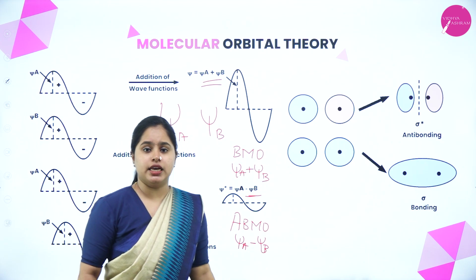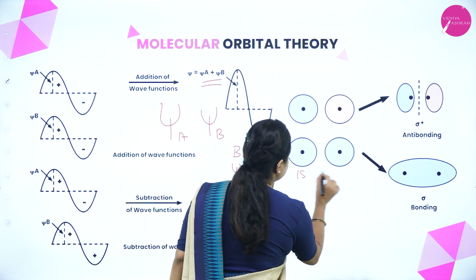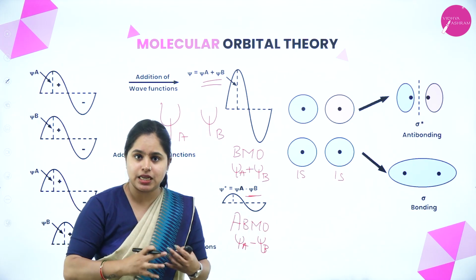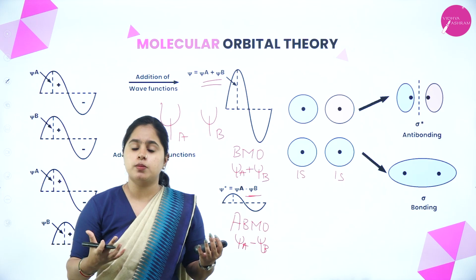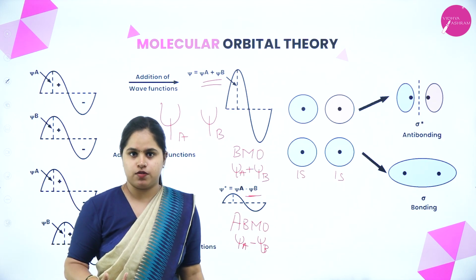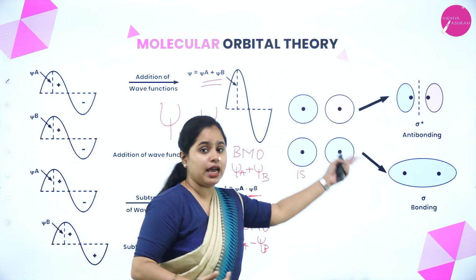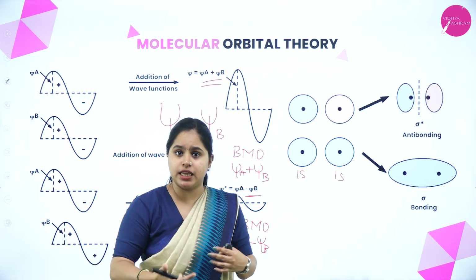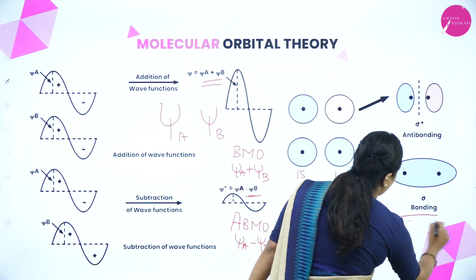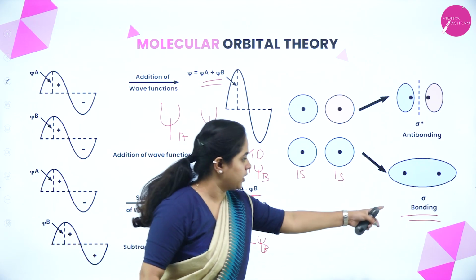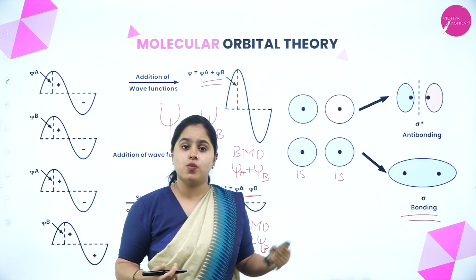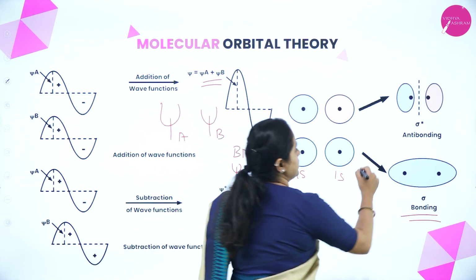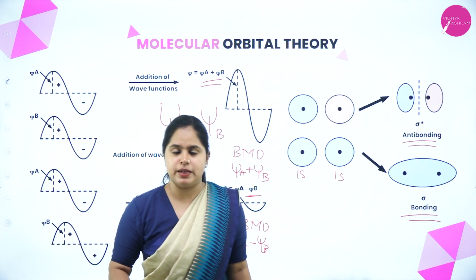Clear? As you can see here, if these two atomic orbitals combine, how many molecular orbitals will be formed? Two molecular orbitals will be formed. If this is psi A and this is psi B, and constructive interference takes place between them, that is psi A plus psi B, then the bonding molecular orbital is formed. That is written there. And in the case where there is a subtraction of the waves, that is destructive interference, the anti-bonding molecular orbital will be present.